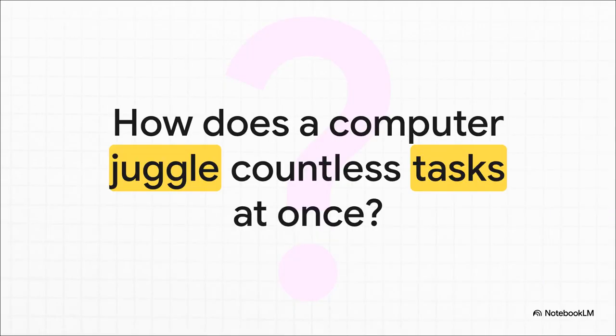Yeah, this is the big question. How does one machine with a finite amount of brain power create this perfect illusion of doing everything all at once? The secret, it turns out, is in the hidden life of something called a process.